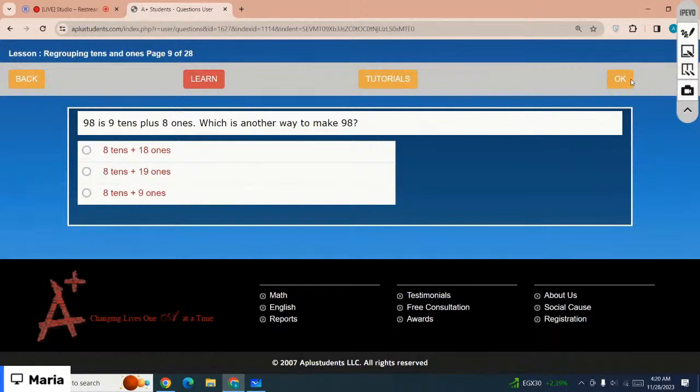98 is 9 tens plus 8 ones, which is another way to make 98. The correct option is 8 tens plus 18 ones, right?